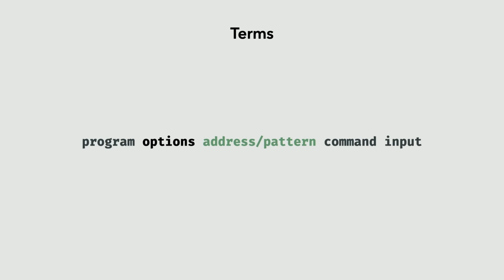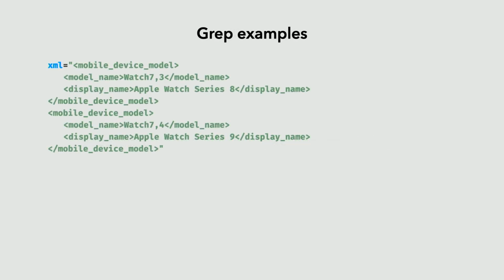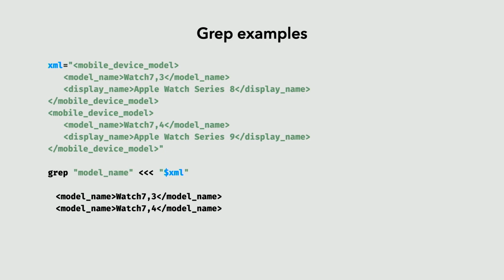All right, so let's look at some examples here. We'll start with grep. Here I have some XML about Apple Watch models. There is an XML tag on the second line of each record called model name. I want to pull all the model names from my XML. I grep model name and I feed it my XML. It returns 2 lines. That one's simple enough.